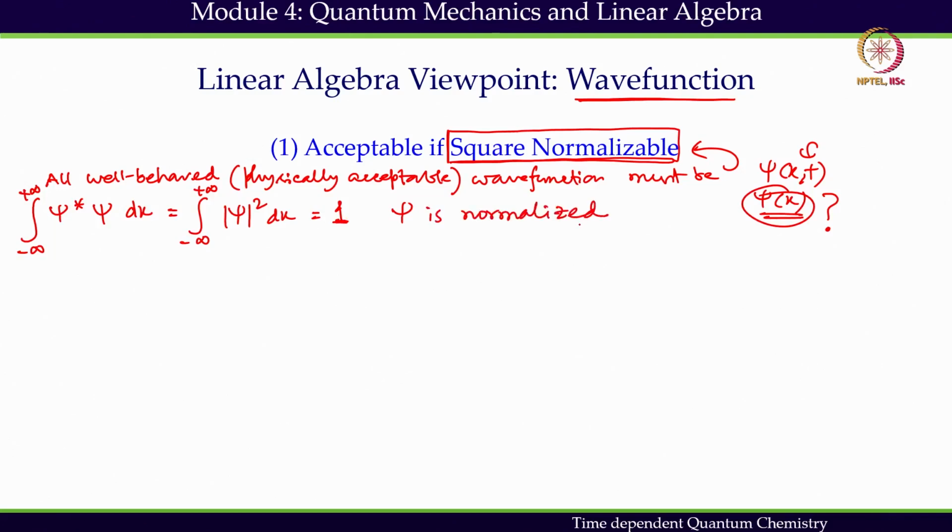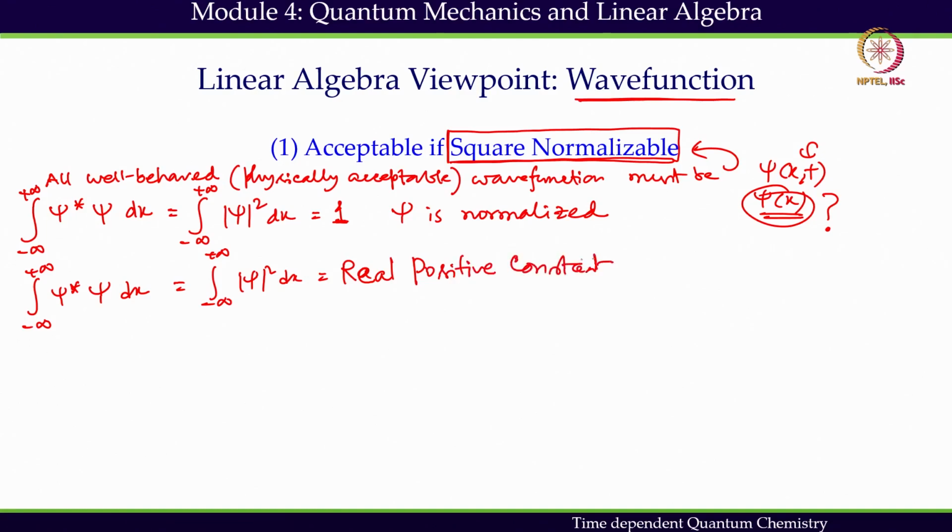But psi may not always be normalized; we have to make it normalized. If it is not normalized, it is still acceptable in quantum mechanics, as long as this integral from minus infinity to plus infinity becomes a real, positive constant and must be less than infinity.